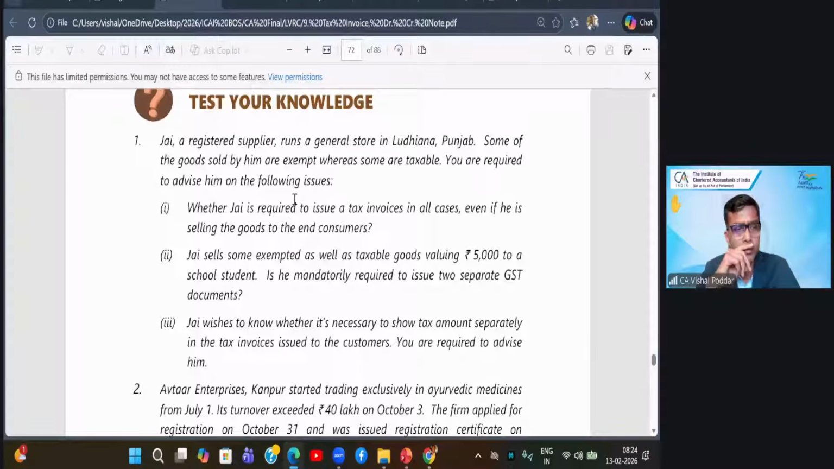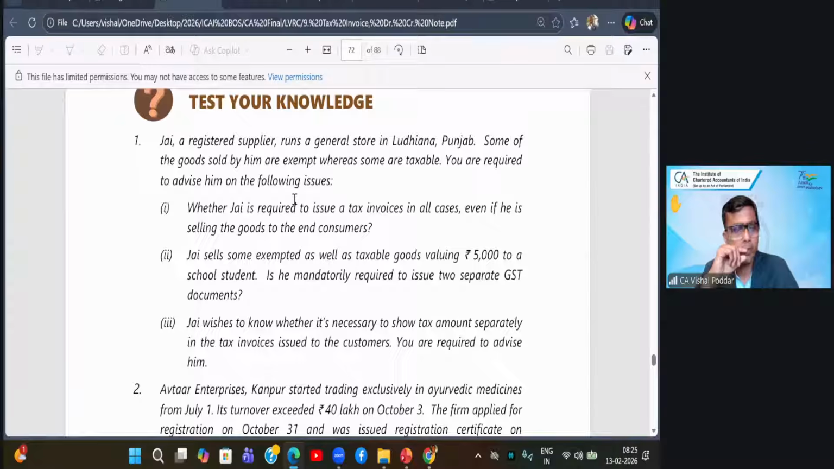Jay sells some exempted as well as taxable goods valuing 5,000 to a school student. Is he mandatorily required to issue two separate GST documents? Answer is no. We have already answered. Again, a school student is a B2C supply, and if it is supplying both, it can issue a tax invoice cum bill of supply. Third.